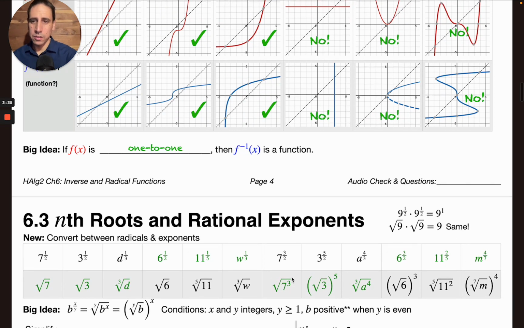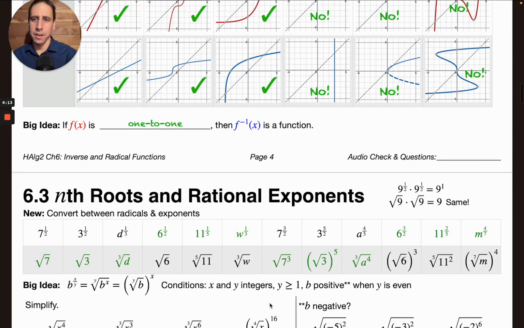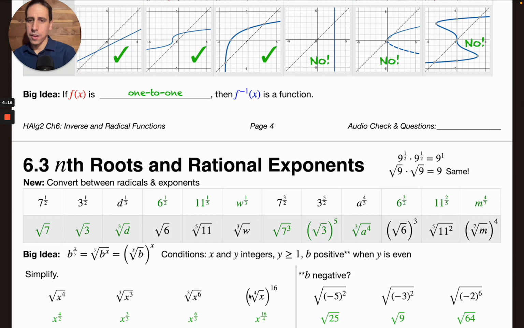So the big idea, generally, looks like this. You have b to the fraction x over y. That turns into a y radical of b to the x, and the x can go on the inside or on the outside. There are some conditions on this. You have to make sure that x and y are integers. You can't have a fraction in the exponent that also has a decimal. That's going to blow our minds a bit too much right now. Don't want to go there. So x and y are integers, y has to be greater than or equal to 1, and b has to be positive. The number on the inside is positive when y is even. We're going to challenge that in a second and see what happens when b is negative. But first, let's simplify.